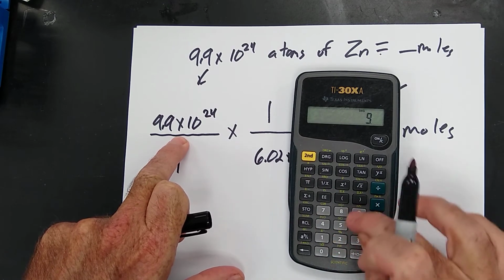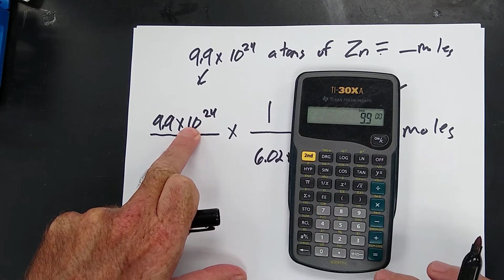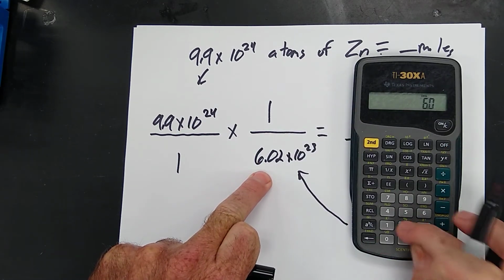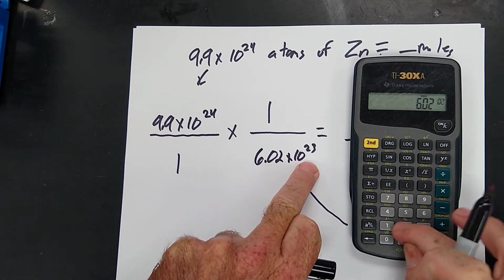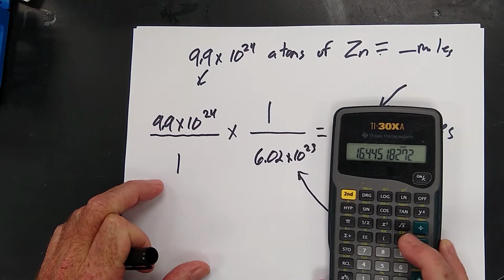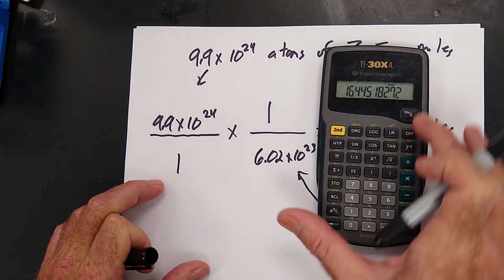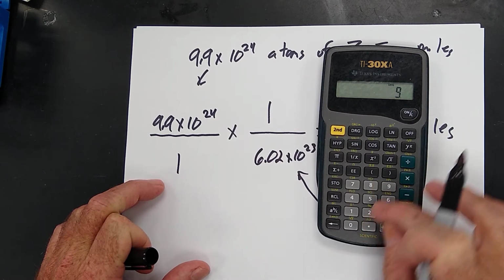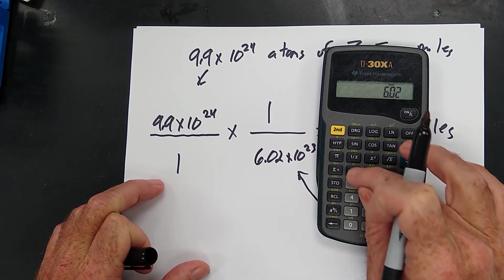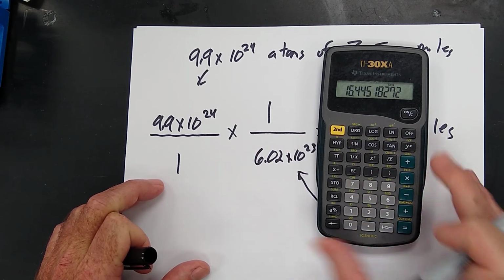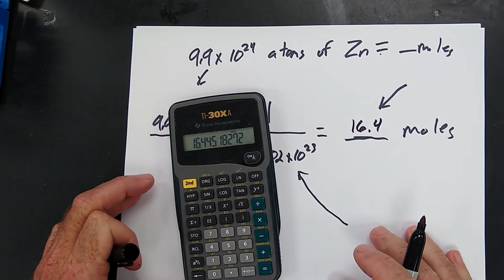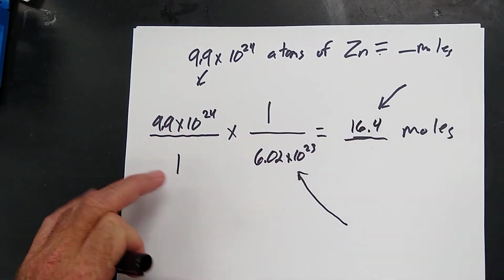9.9 times 10 to the 24 divided by 6.02 times 10 to the 23 equals 16.44. Let's try that one again. 9.9 EE 24 divided by 6.02 EE 23 equals. All right, 16.4. Something about that didn't look right to me. 16.4 moles. I'm going to give you one more.